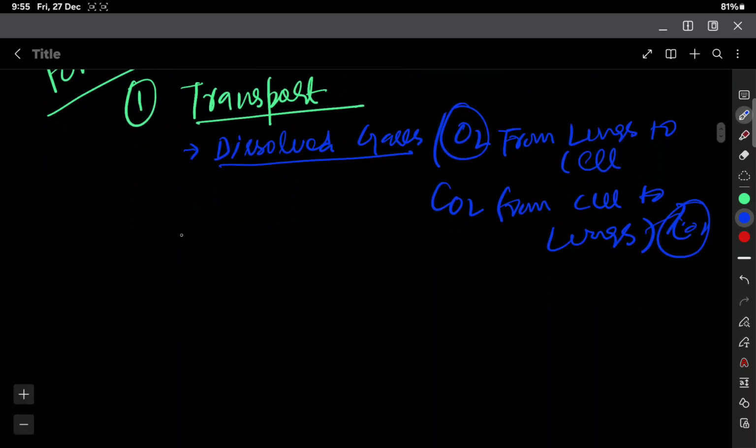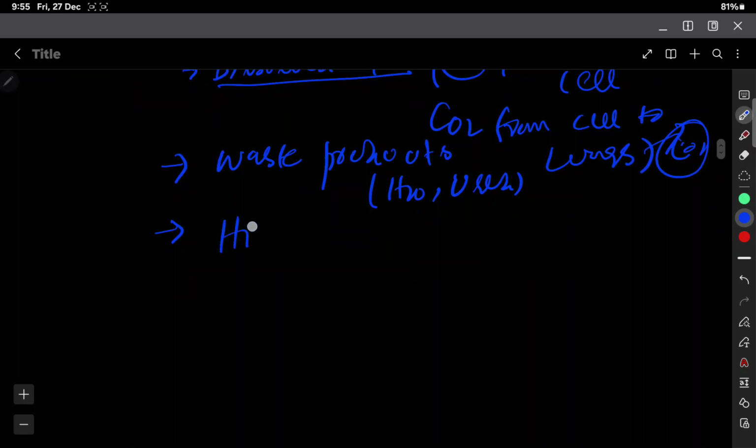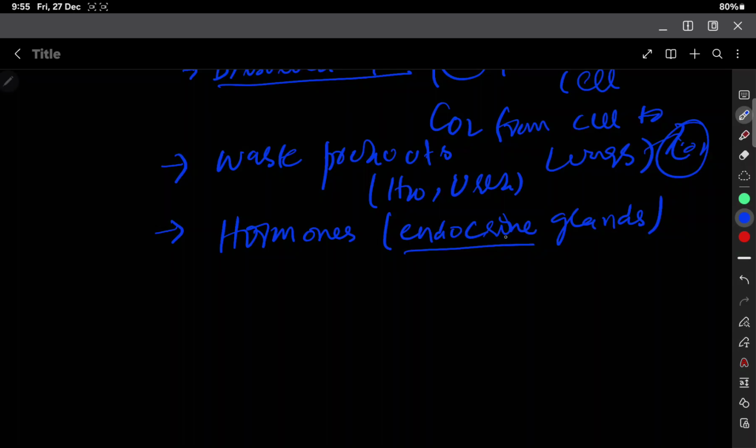Okay, so one more thing, it transports the waste products. For example water, for example urea. So these are the waste products which are transported by blood. Okay, then hormones are transported. Which hormones? Only endocrine hormones, the hormones from endocrine glands, or we can say the ductless glands. They pour their secretions into the blood, then they are transported. So hormones are transported to other body cells. Then there is transport of the enzymes also.